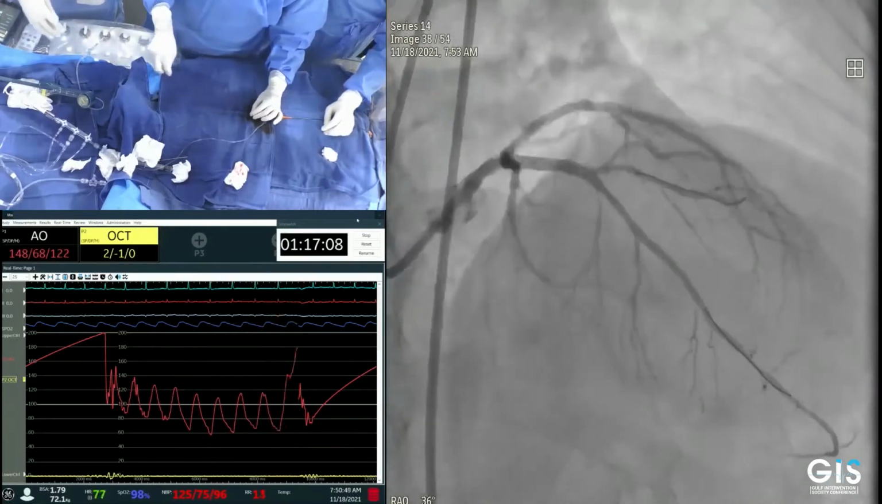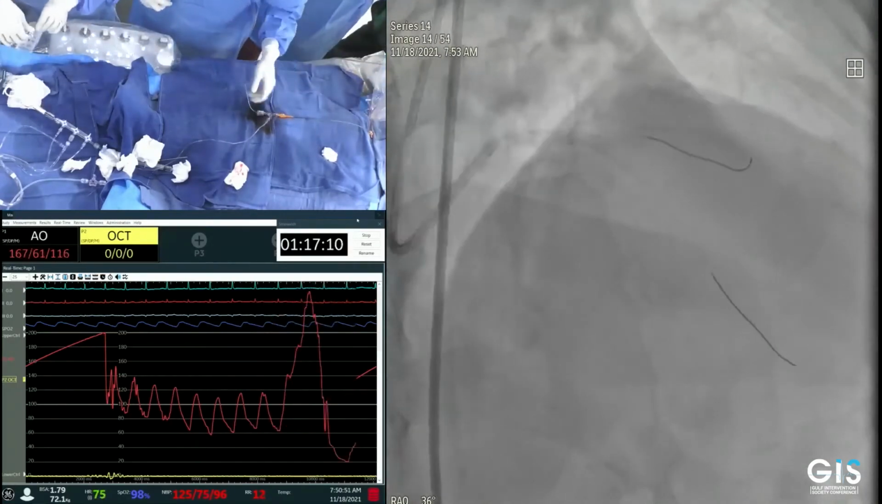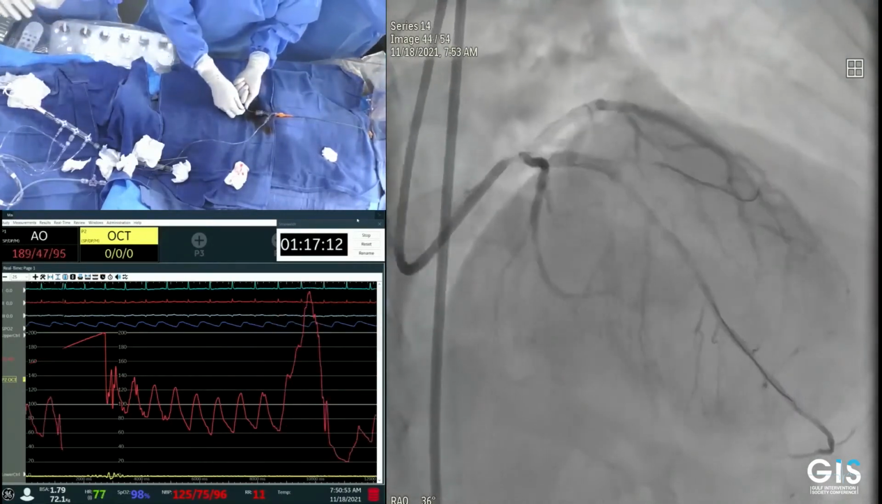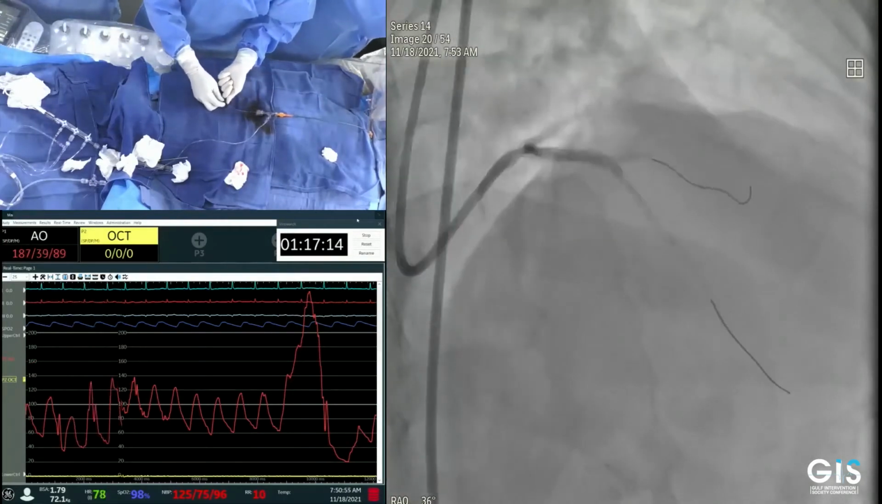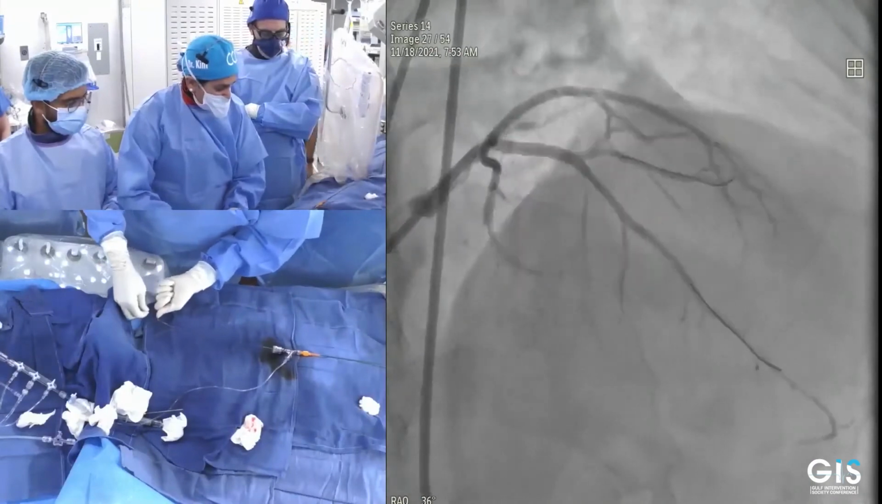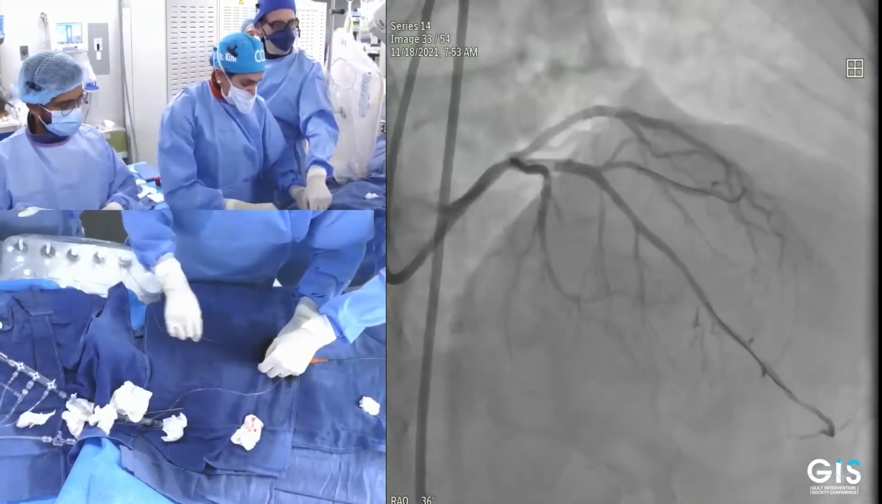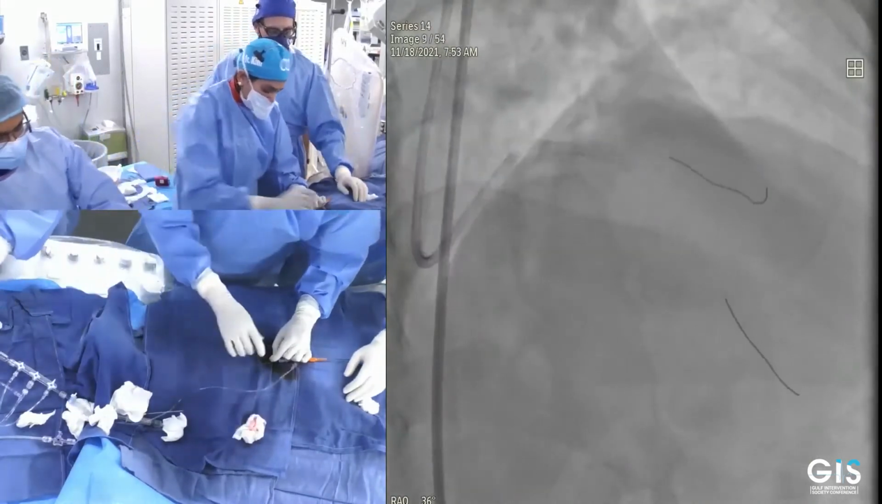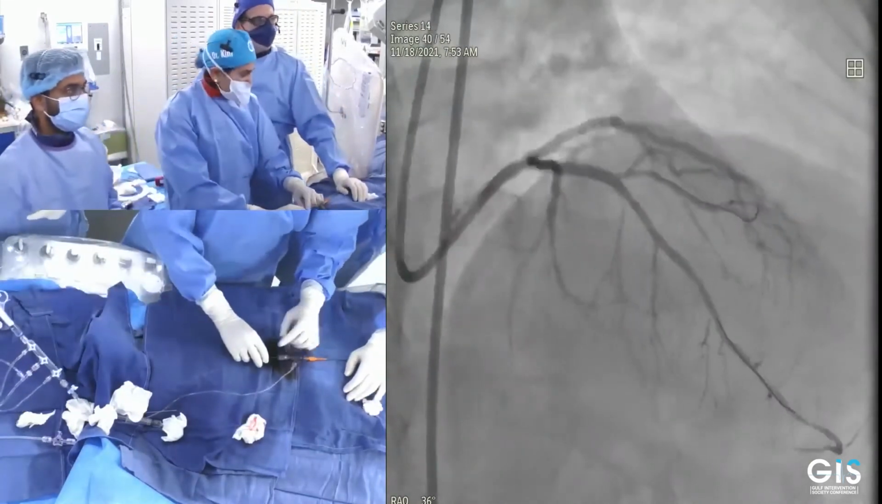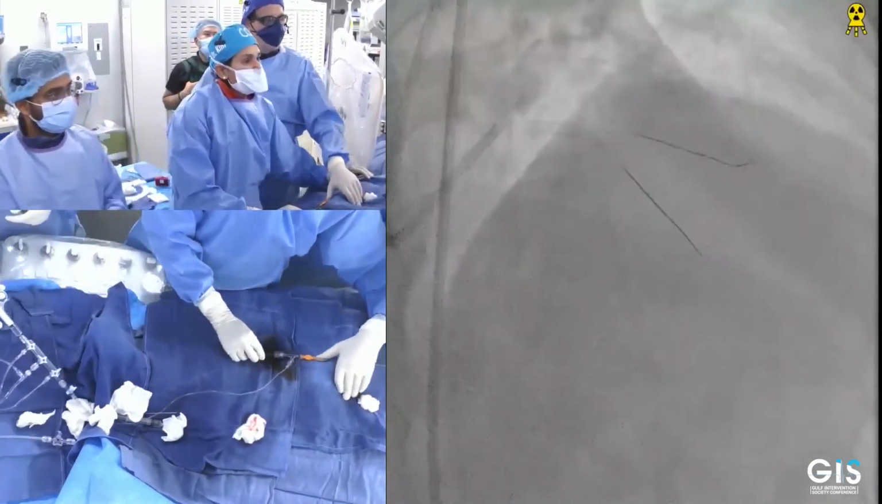Okay. So we're going to do an OCT of the LAD now to see if we're well sized or if we need to go even higher pressure proximally. We'll see. I think the wire is out again. I think you need POT first and then OCT after. No, it's good.